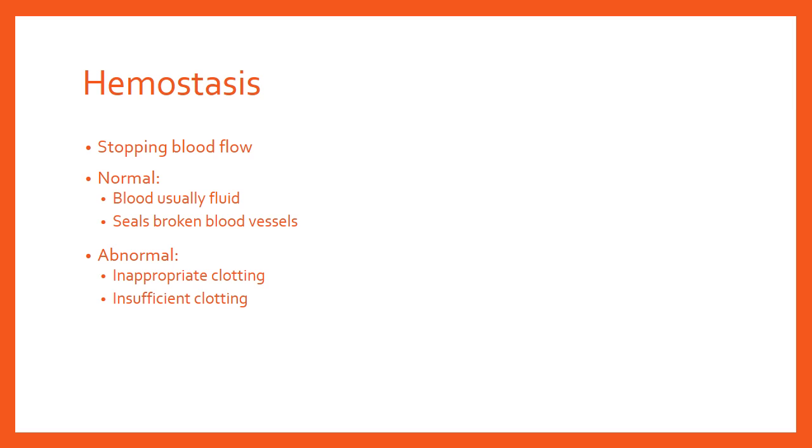So hemostasis occurs by stopping blood flow, and normally blood clots. Blood, we know, is a fluid, and it's a viscous fluid, we shouldn't forget that. However, it will flow freely under normal circumstances when it's inside the vessels. But when damage to vessels occurs, it will seal the broken blood vessels with a clot. So that's the normal mechanism, very briefly.